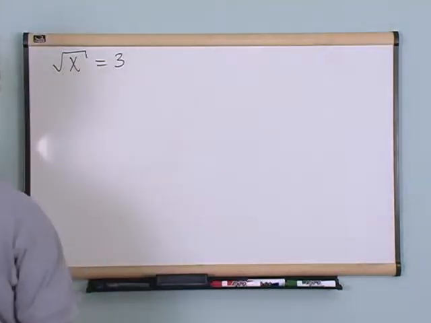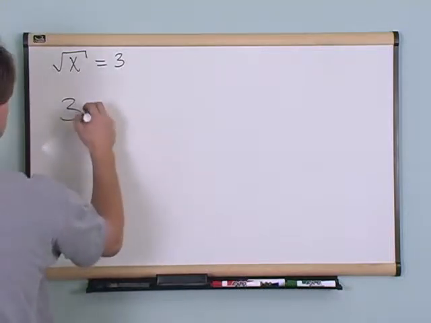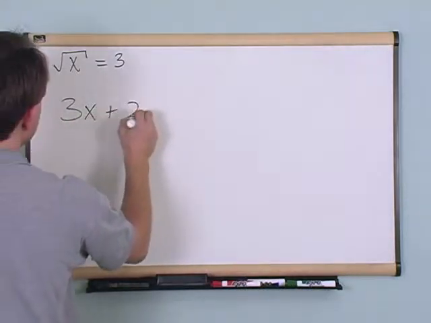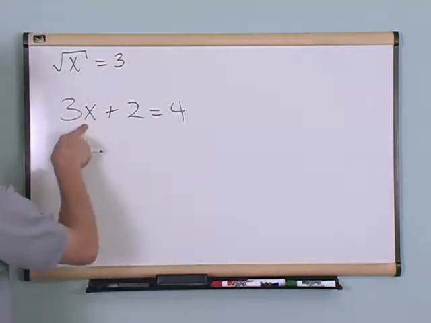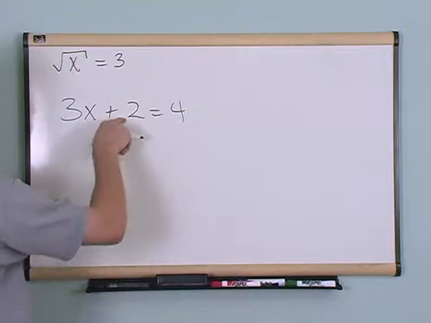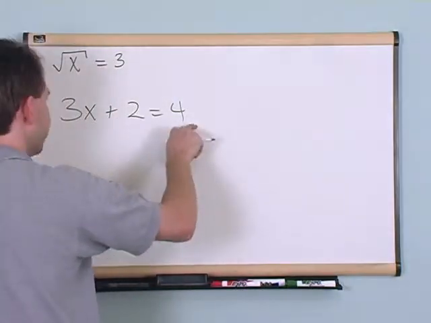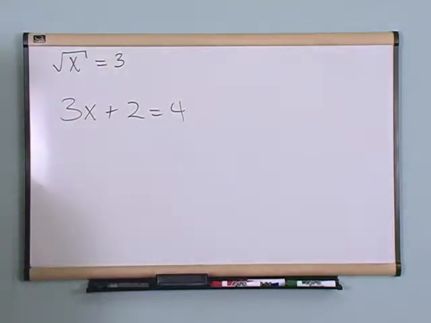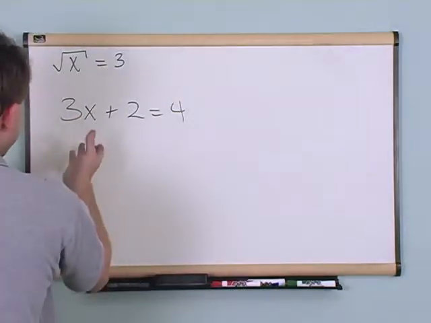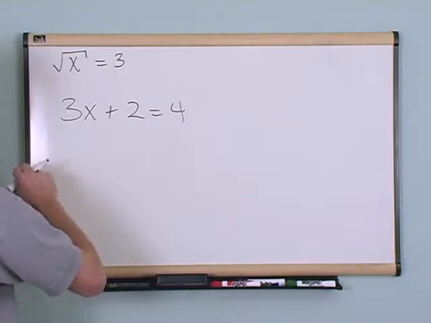x by itself. So just as a refresher, if you have 3x plus 2 is equal to 4, what you need to do to get x by itself and solve for x is to get rid of this 2, which we do by subtracting 2 from both sides, and then after that's done, we divide both sides by 3. And when we do that, we will have x by itself, etc.